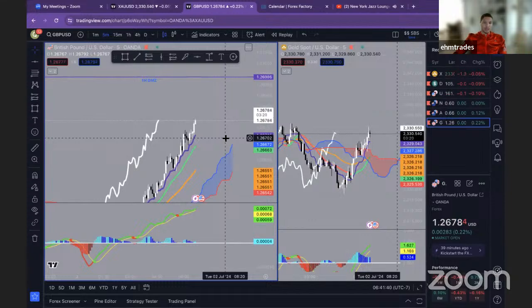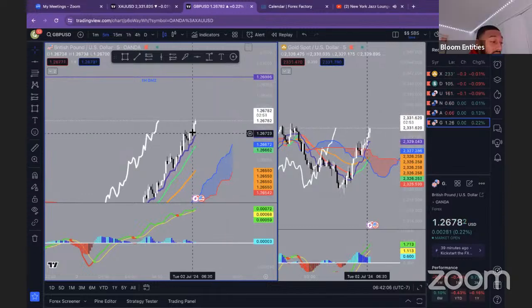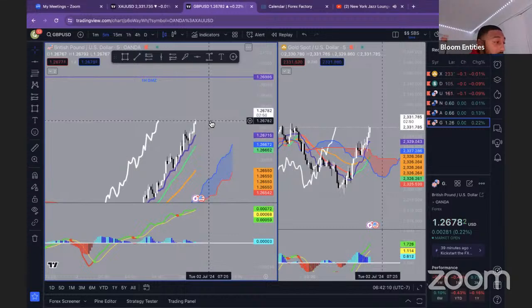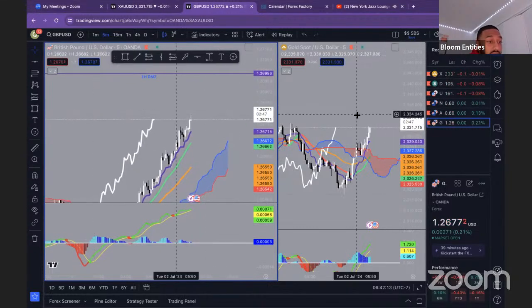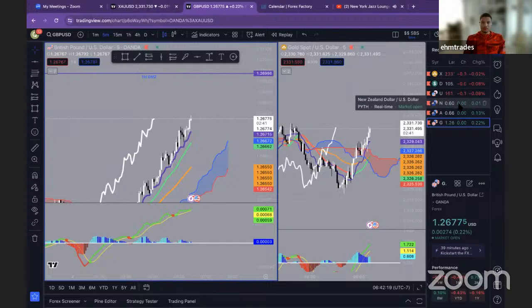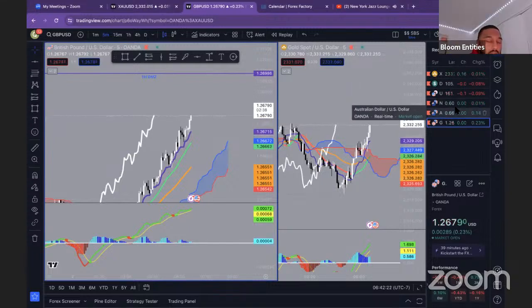With JOLTS job openings coming out, directly connected to the labor market, I would anticipate bullish USD news here in about 19 minutes, which would send our other currencies, gold, NZD, GBP, AUD, to the bearish side. I think we might fall into some beautiful bearish movement on these pairs, just because all of them have been super bullish this morning. We could get a really nice trickle down from a handful of pairs backed by the news.